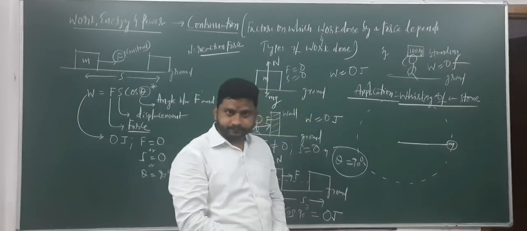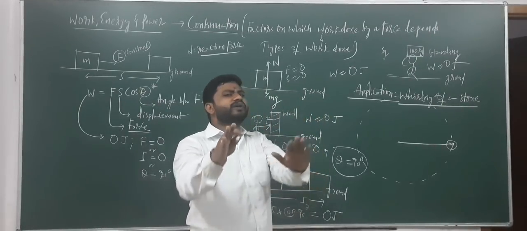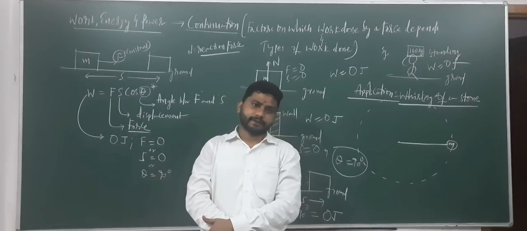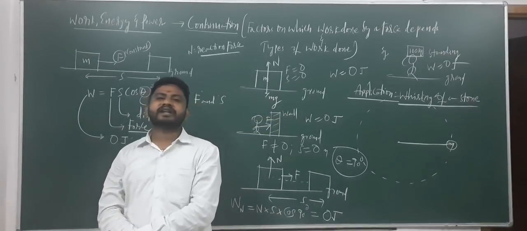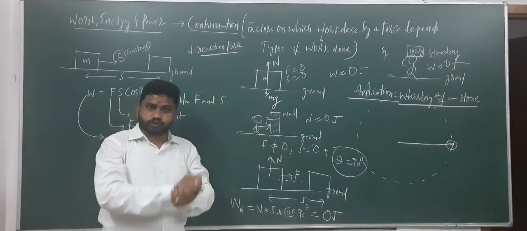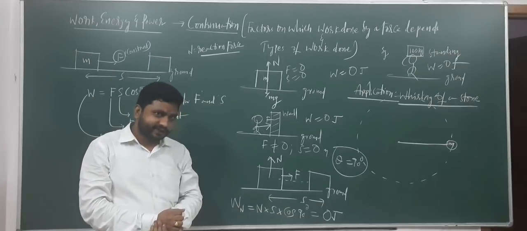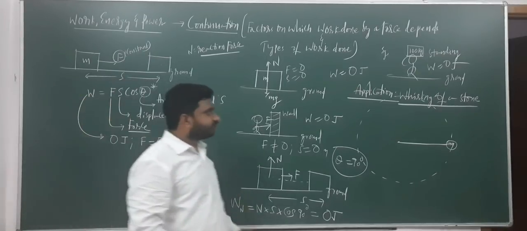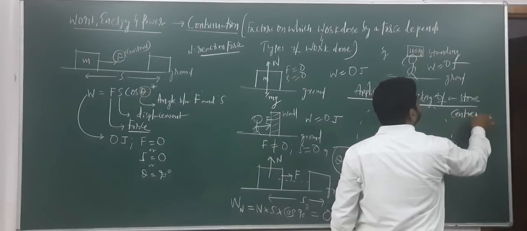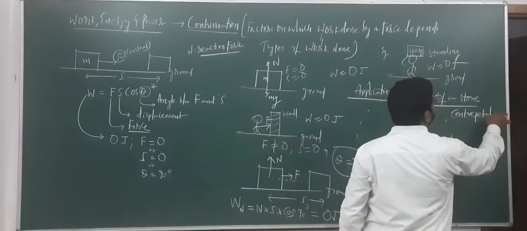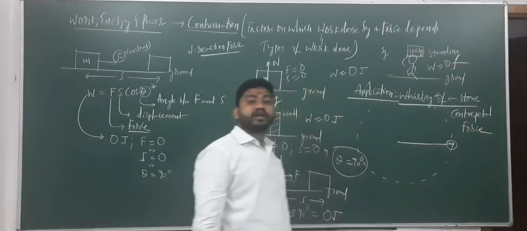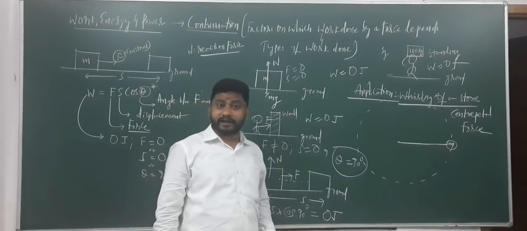Understand? For any body to move in a circular path, there is a force necessary. What is that force? Could you recollect from your basics? That force is called the centripetal force. Centripetal force is necessary for any body to move in a circular path.